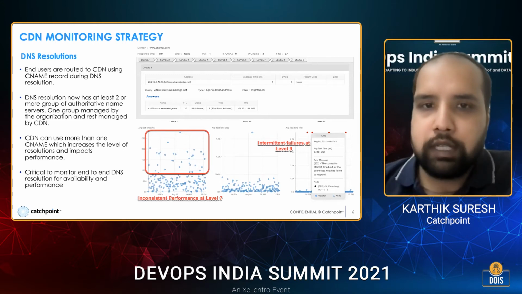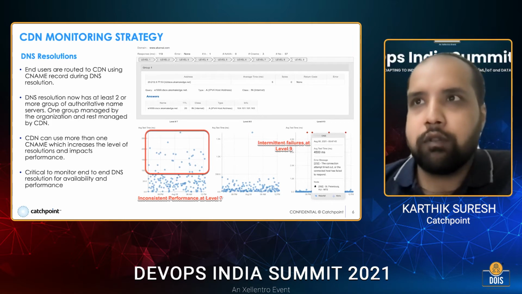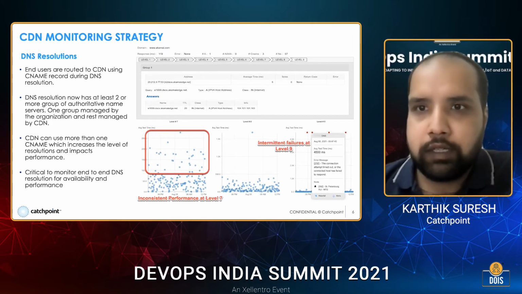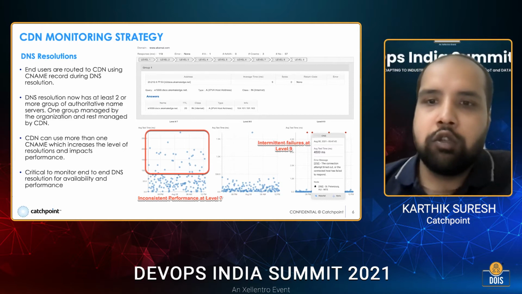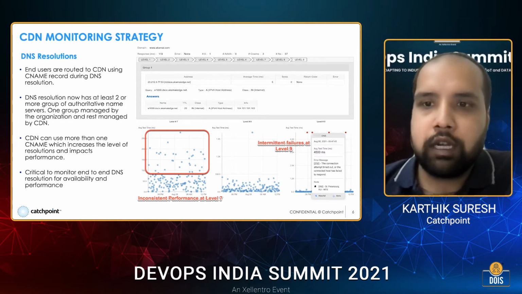Usually with CDNs, it increases the levels of resolution, and we will have more than one group of authoritative name servers. One of those groups could be managed by the organization itself, but the remaining group of authoritative name servers will be managed by the CDNs. For example, we see here that www.akamai.com has 9 levels of resolution to convert its domain and map the optimal IP address.